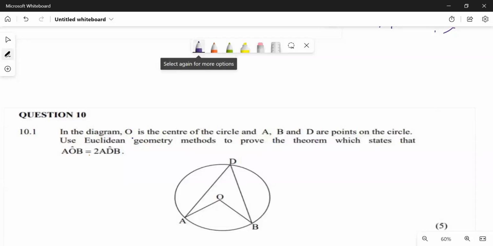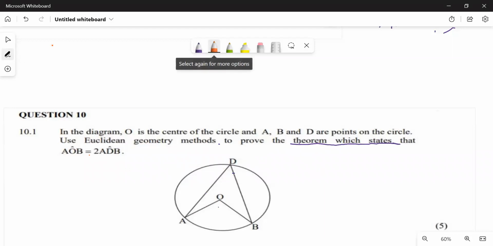In the diagram we have O, which is the center, and then A, B, and T, which are points on the circle. Using Euclidean geometry methods, we need to prove a theorem. Since we're proving a theorem, we're allowed to construct. We are proving the theorem that states that an angle at the center is twice the angle at the circumference. So the first thing we are going to do is construct.